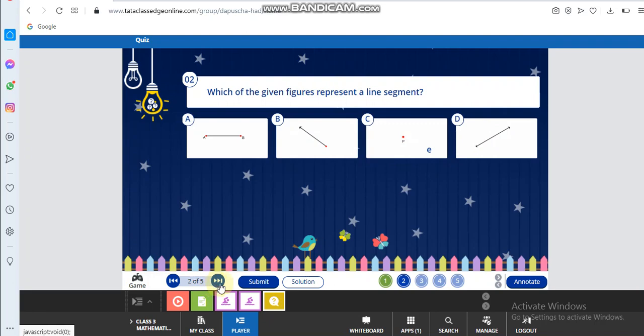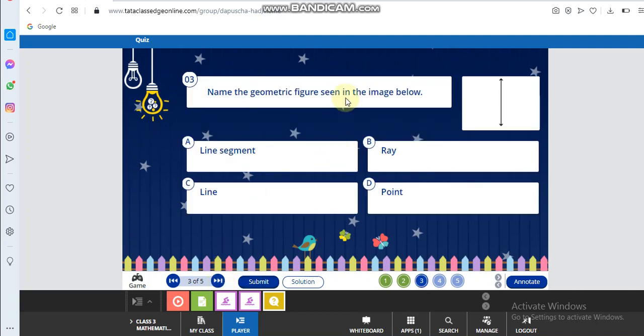Which of the given figures represents a line segment? The property of line segment, it has two endpoints and it can be measured. So two endpoints here, but other figures are not having two endpoints. This is ray, this is line, and this is a point. So answer is A. Next question.